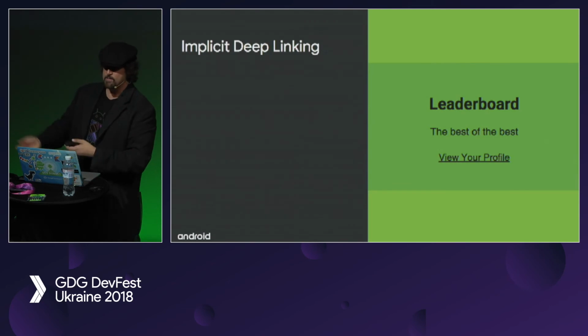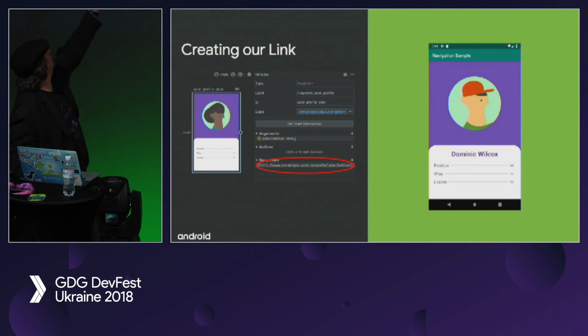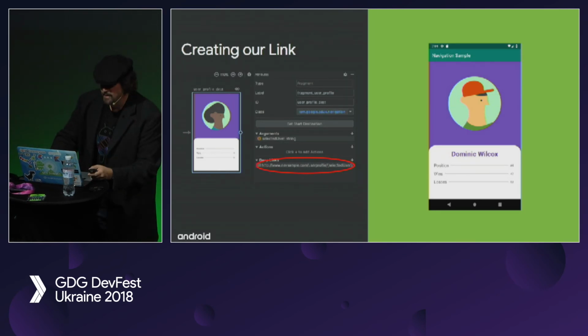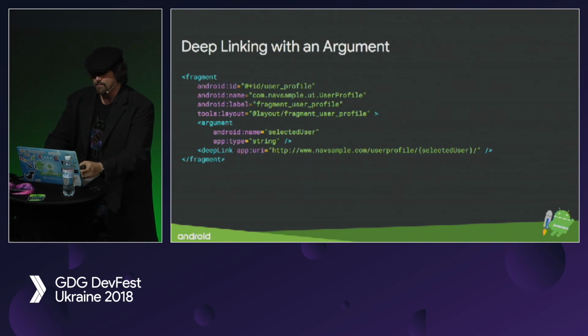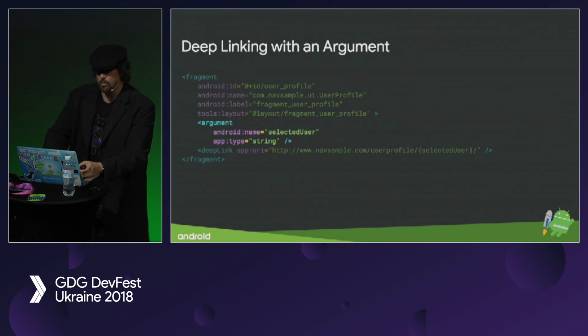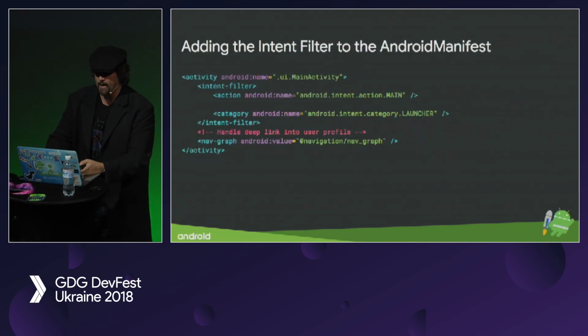And you can also create deep links that can be executed easily from the web or from other apps. So we can create that deep link right in the navigation editor. Trust me, that is actually a URL. And this creates a deep link tag in the XML. Since the fragment we're deep linking into requires an argument, we need to put the argument in curly braces as part of the deep link URL path.